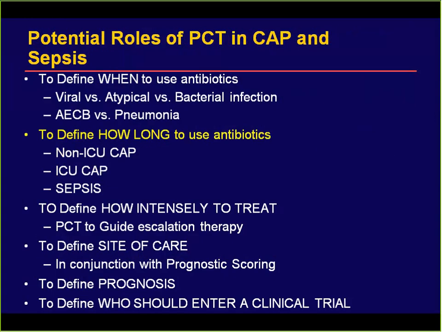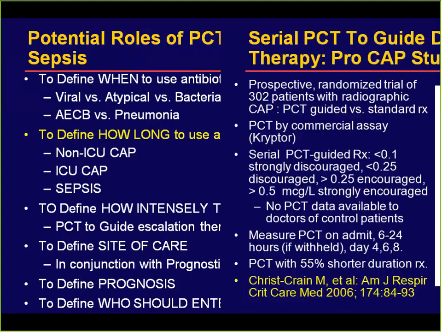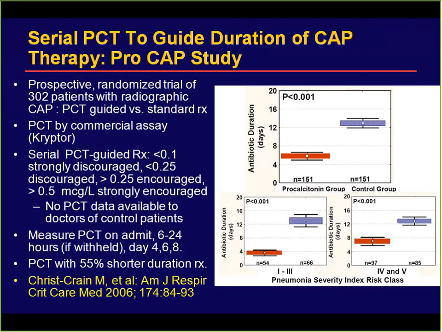Now, how long to treat and use antibiotics is a much more interesting question because there's no question that we use antibiotics much too long when we're treating patients with infections of all types. And so getting back to the ProCap study, as I mentioned, they had done procalcitonin levels on admission and days 4, 6, and 8, and they were trying to reduce the duration of antibiotic therapy. And they had some remarkable findings. They found that without biomarker guidance, they were treating patients much longer than with using serial measurements of procalcitonin. It applied to all severities of pneumonia.